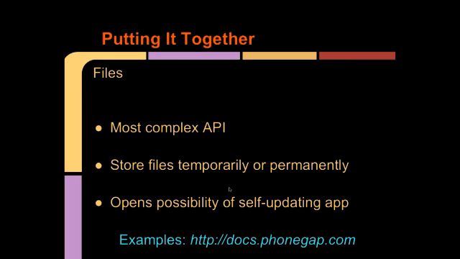One of the cool things about the File API, though, is that it does open the possibility of a self-updating app. Well, you may be thinking, well, every time I post a new version out on the App Store, that self-updates. Well, not exactly. What I'm saying is that you wouldn't actually have to publish a new version of your app out on the App Store. You could have this do a web service callback, say, is there any new content for me? Is there anything that's been updated? Oh, yeah, there is.